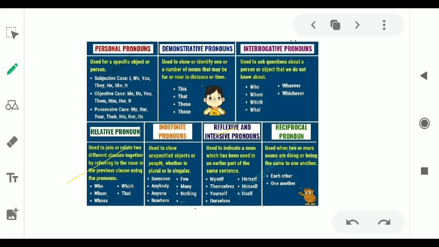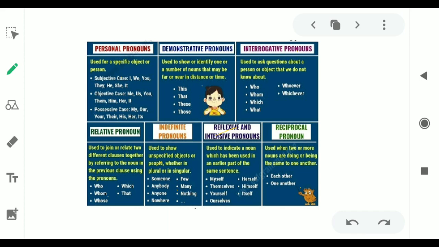Now what is a relative pronoun? Relative pronouns are those pronouns which are used to join two clauses, and at the same time they refer back to the noun going before them. So who, which, whom, that, and whose are known as relative pronouns.